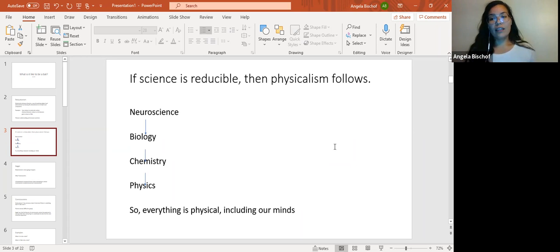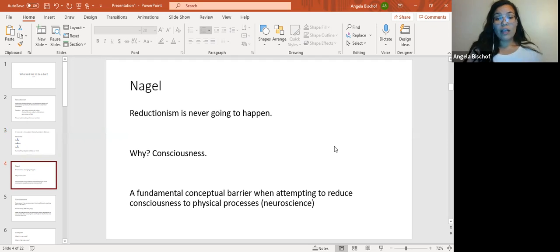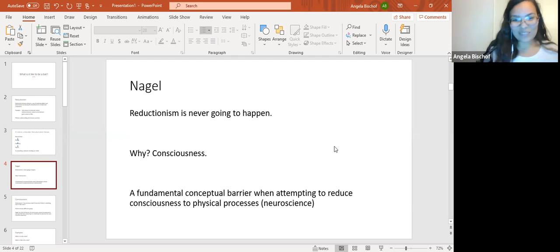And yeah, so the idea here is that physicalism implies that mental states are just physical processes, neurological processes. So neurological processes are supposed to be just molecular biology, which is just chemistry, which is just physics. Now, Nagel's point here is that this reductionism is never going to happen.